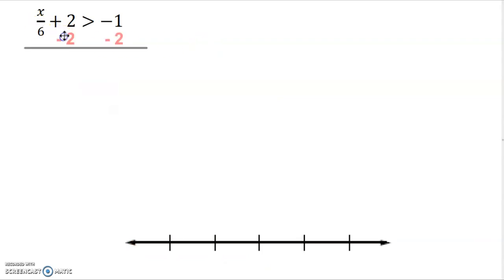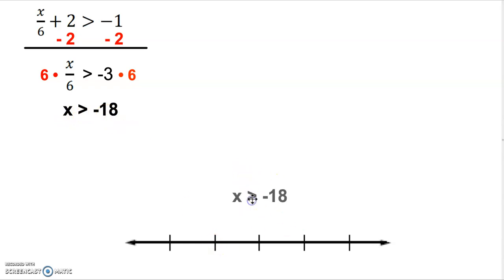On this example, we need to subtract 2 first. We end up with x divided by 6 is greater than negative 3. We need to get rid of the division by 6 by multiplying by 6 on both sides. So x is greater than negative 18. So x is greater than negative 18 is what you need to graph. I'm going to leave the graph to you. We have a few examples that are on your own.